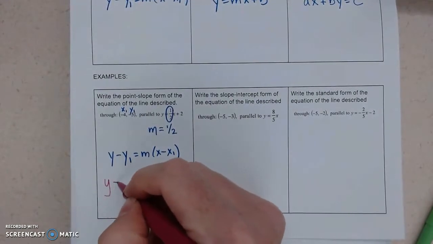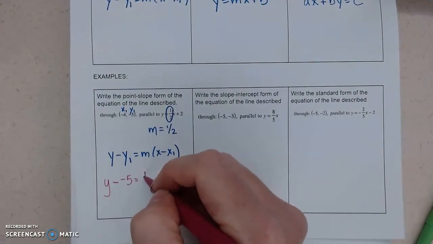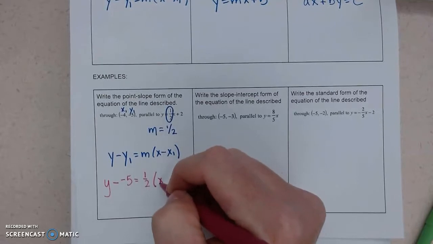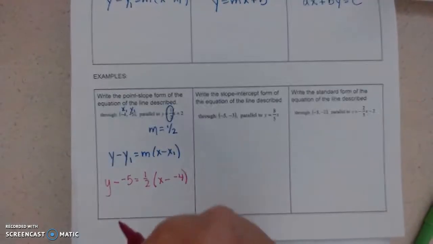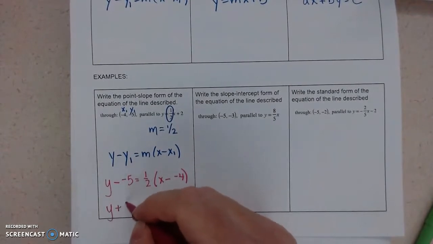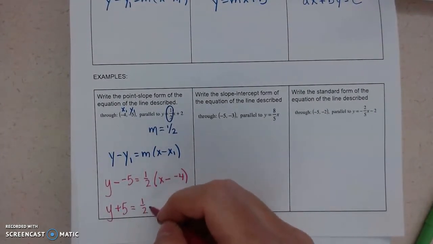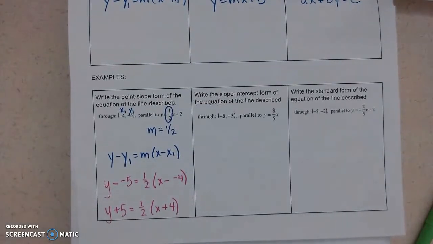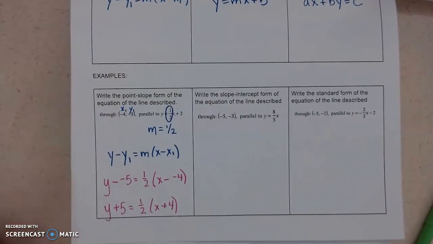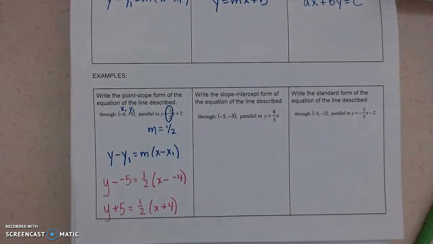So y minus y equals m, x minus x. The only thing you need to do is clean up the signs. So we're going to write y plus 5 equals 1/2 x plus 4. And that would be point slope form. So you're done. All right, let's do the next one.